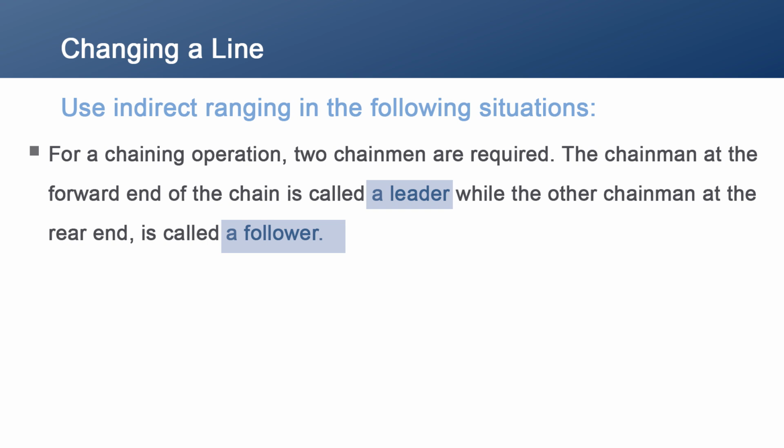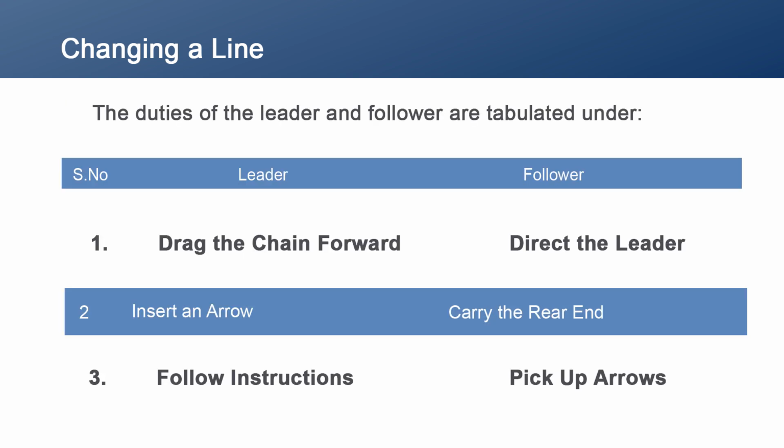Now, let us look into chaining a line. Imagine you and your friend are working together. For this job, you both have specific roles. One of you is a leader and the other is a follower. So, the leader's first step is to drag the chain forward. It means you move ahead dragging the chain behind you. Step 2 is insert an arrow, that is, place an arrow at the end of each chain length. Also follow the instruction. That is, listen to and follow the follower's directions here.